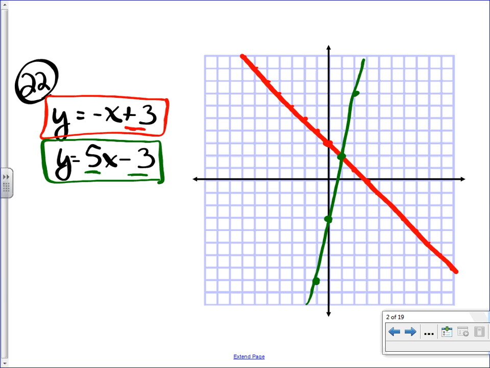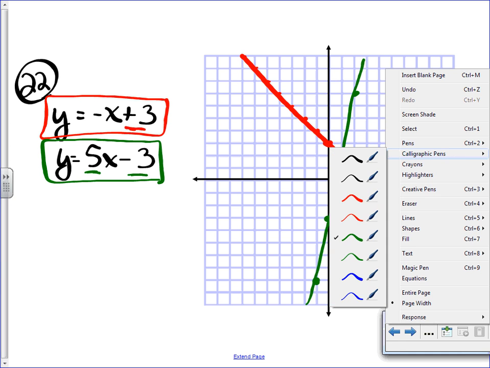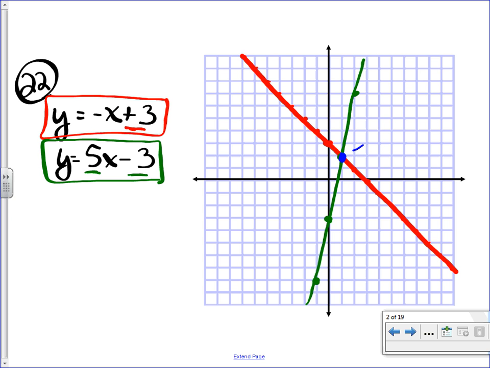And then all that's left for me to do is find where they intersect. All right, so that's this point right here. And what is that intersection point? 2, 1, are you sure? 1, 2. All right, so 1, 2 would be our solution. The point of intersection.